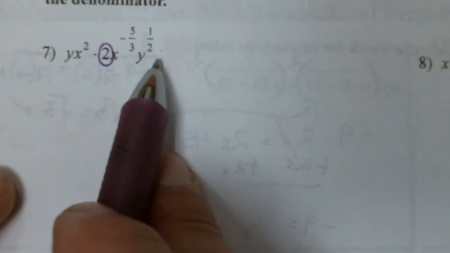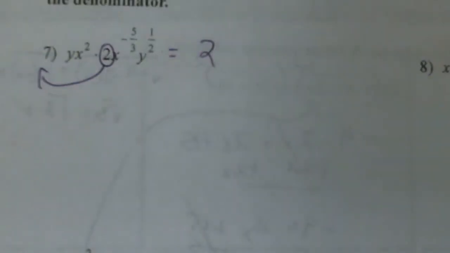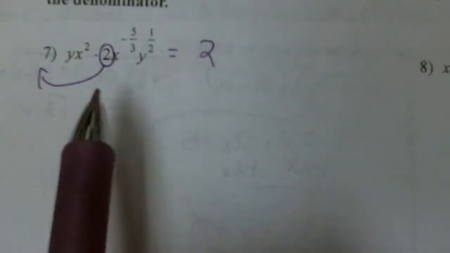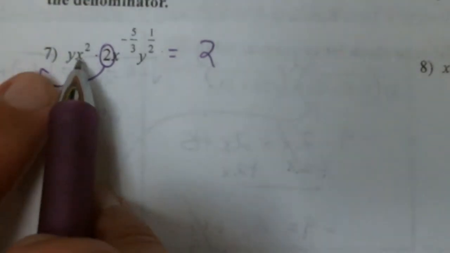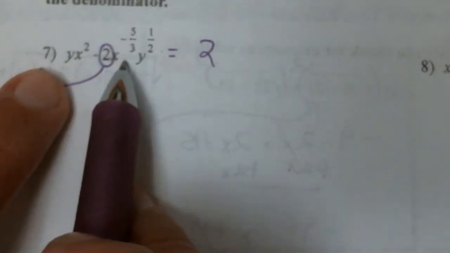All of this stuff is being multiplied all together. Something times something times something times something times something. Okay, it's all multiplication, so I'm going to pull this guy out front. I know that my final answer is going to have a 2 out in front of all this stuff. Okay, so now it's time to match up the x's. I've got an x squared times an x to the negative 5/3.